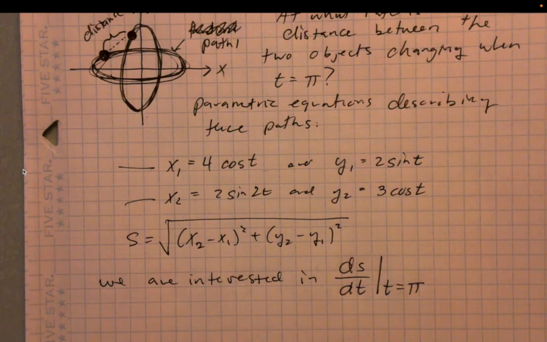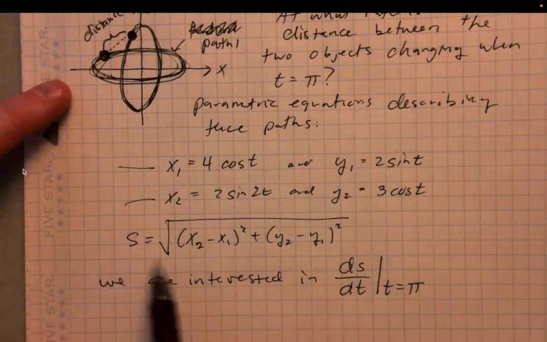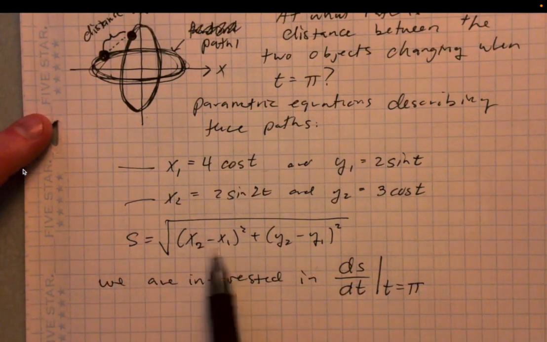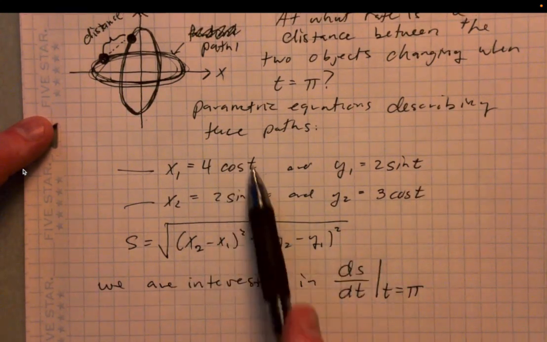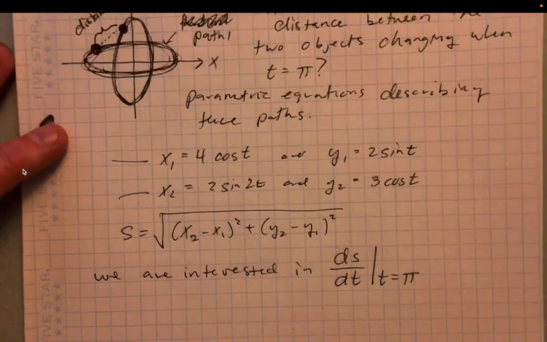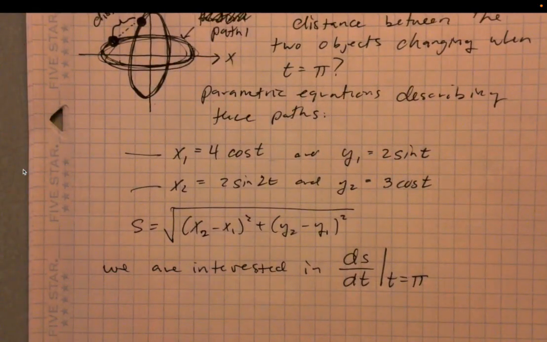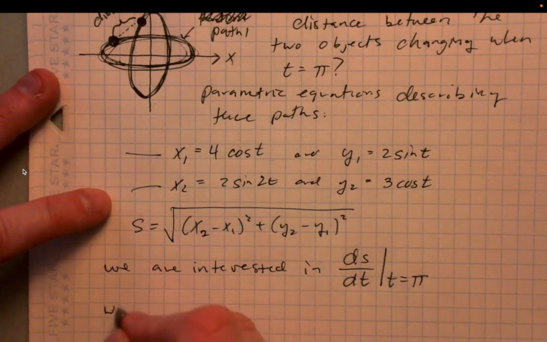Okay, and so s, as you can see here, is a function of how many variables? 4. Right, so s is a function of 4 variables. x1, x2, y1, and y2 are all functions of t, so they're functions of a single variable. So this is a perfect example of our case 1 chain rule, where we'll have more than just 2 variables.